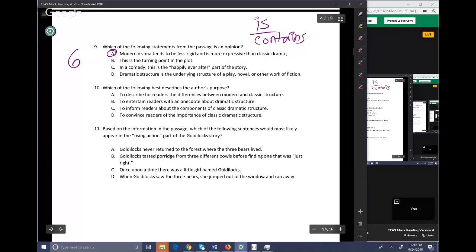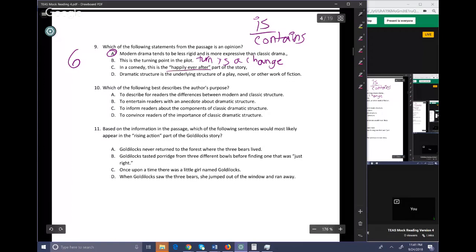One of them is B, because it says the turning point in the plot. A turn is a change. So they're not trying to say turning point like they're trying to make it sound like it's good and positive and they're in favor of it. They're just saying the plot changes somehow. That's not opinionated. That would be factual, that it in fact changed.